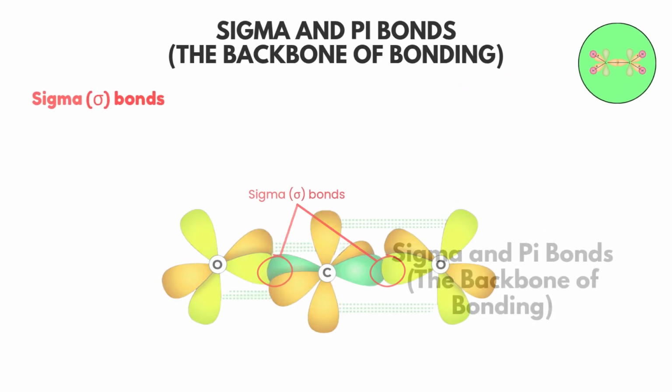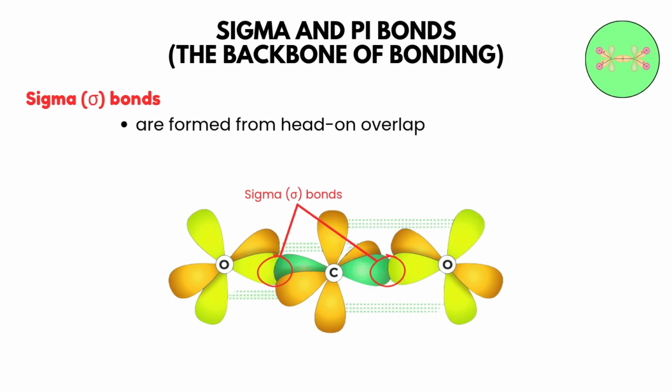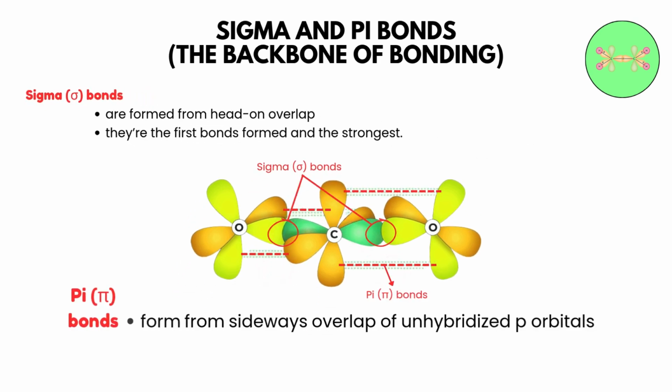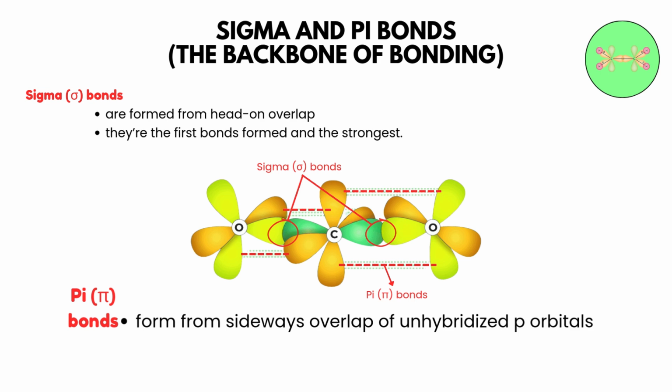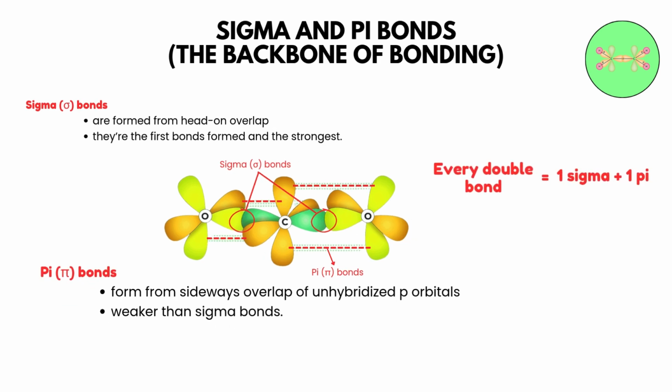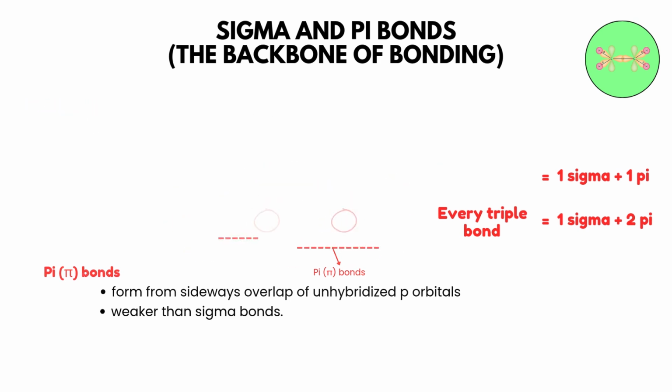Sigma and pi bonds, the backbone of bonding. Sigma bonds are formed from head-on overlap. They're the first bonds formed and the strongest. Pi bonds form from sideways overlap of unhybridized p orbitals. They add rigidity but are weaker than sigma bonds. Every double bond equals 1 sigma plus 1 pi. Every triple bond equals 1 sigma plus 2 pi.